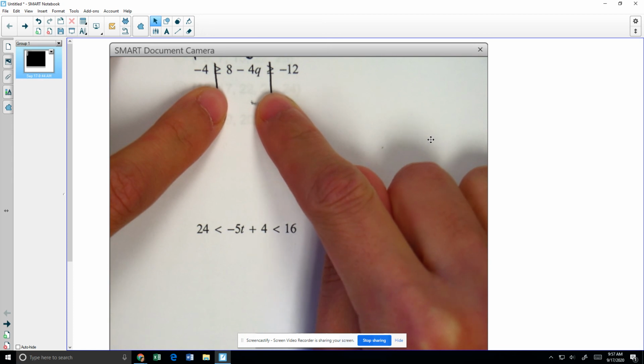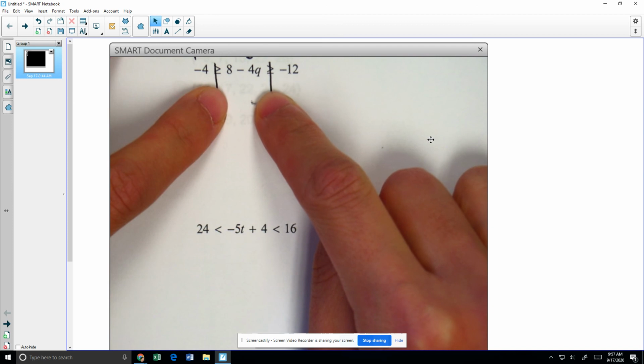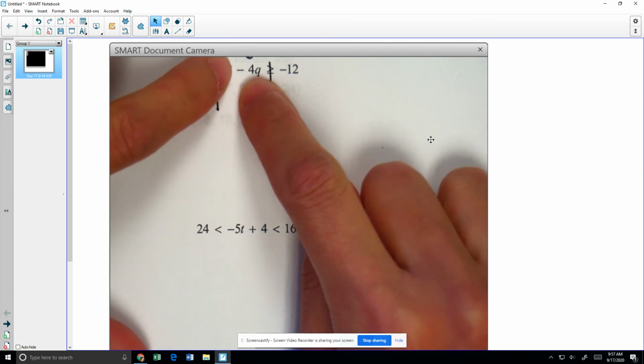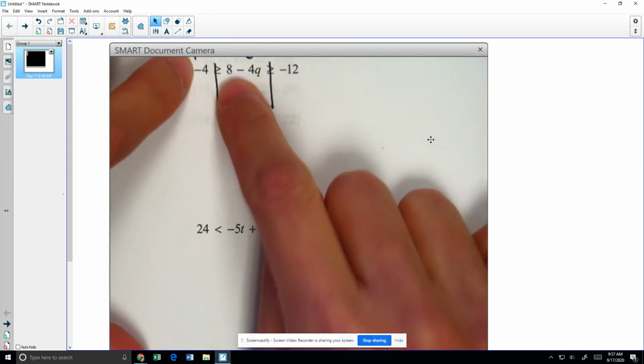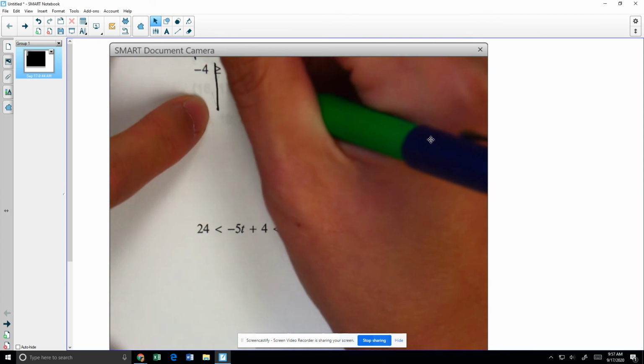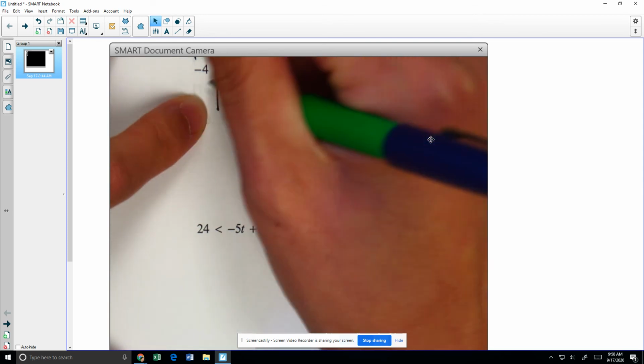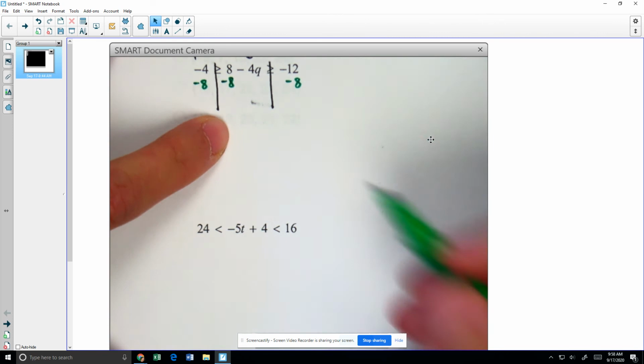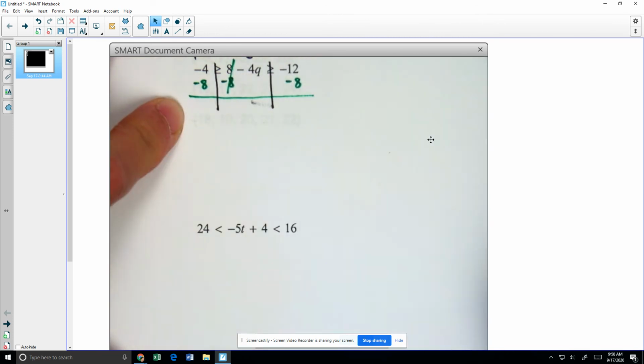Close. 8. Do you see how you don't want to divide by the 4 yet? You actually want to subtract the 8. You're doing all your adding and subtracting first. So I'm going to subtract the 8 on all the sides, just like how I would for a 2-step equation.